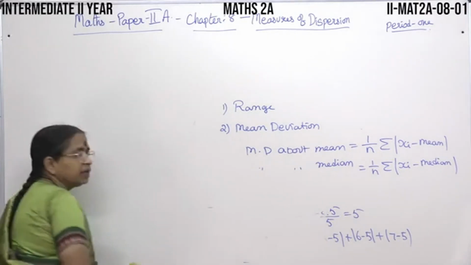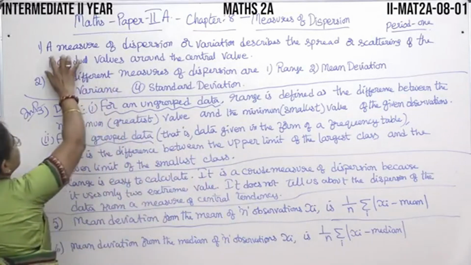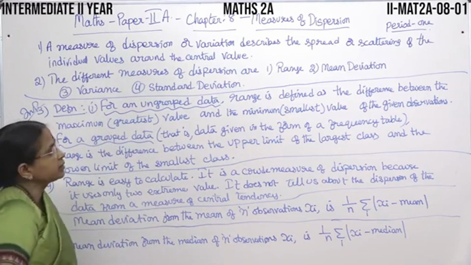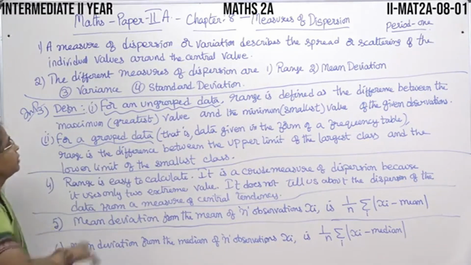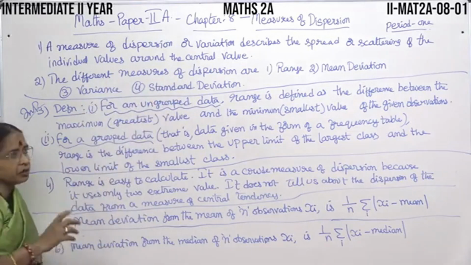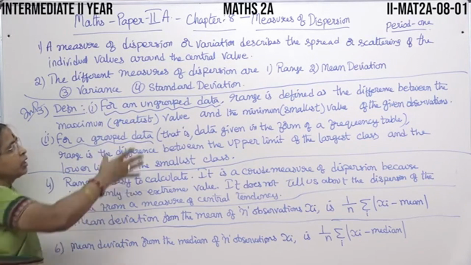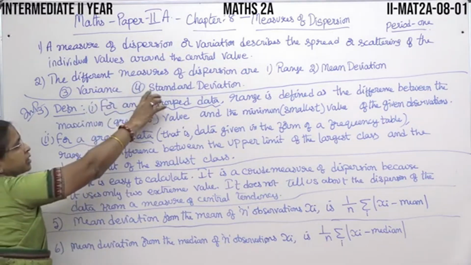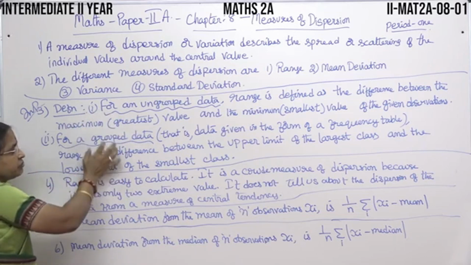Now we'll write the definitions. Yes, now we'll write down all the points. A measure of dispersion or variation describes the spread or scattering of the individual data points around the central value. The different measures of dispersion are range, mean deviation, variance, standard deviation. Many more are there, but you have only these 4 in your syllabus. But variance and standard deviation are deleted for this academic year. Now this definition is very important.